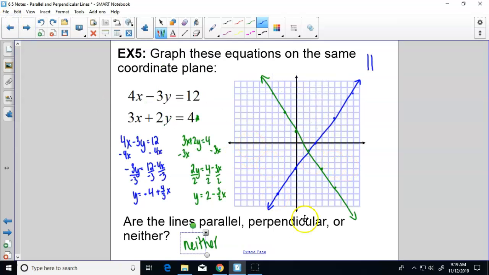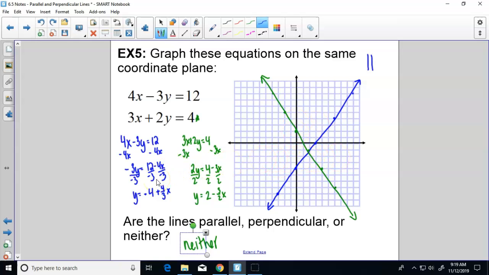These two lines, the ones I graphed wrong the first time, were kind of close to looking like they were perpendicular, right? If you had said these two were perpendicular before I taught you anything, I would not be too upset with you, because that would be a fairly logical conclusion.